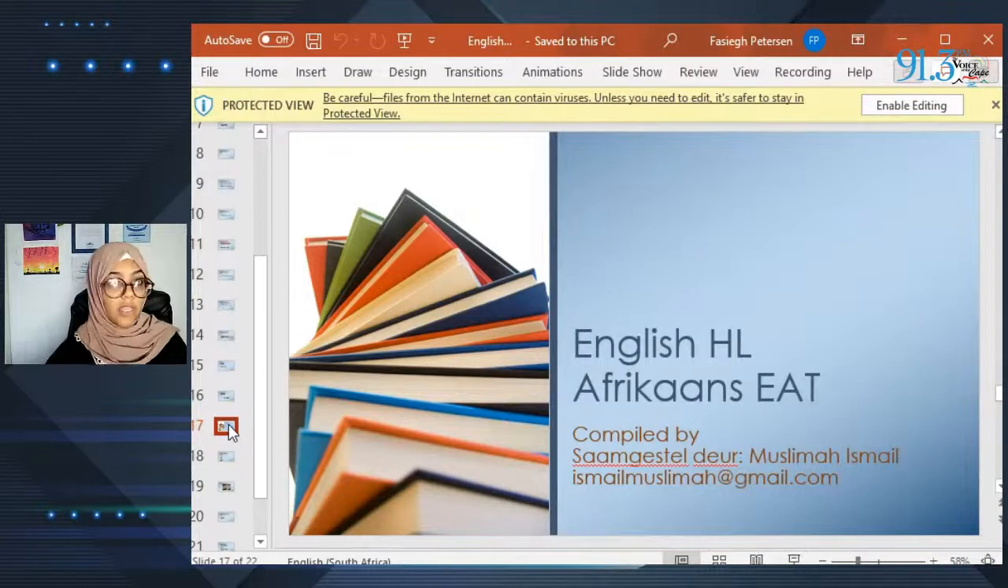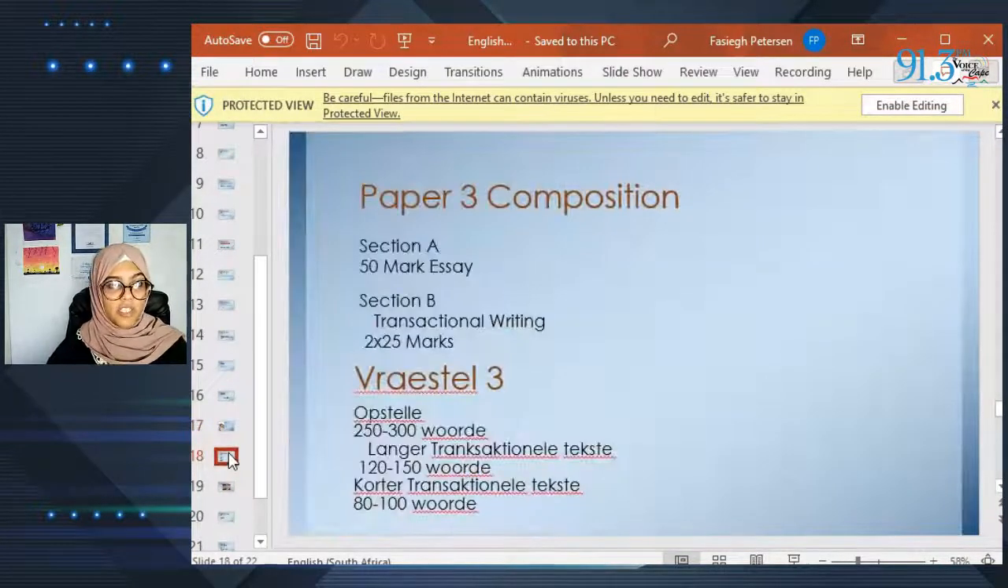So moving on to the next slide, is the discussion of the composition of the two papers. So starting with paper 3 for English home language, there will be two sections. So you will have an essay and you will have transactional writing. Transactional writing will also be longer text, but it's not as long as an essay.